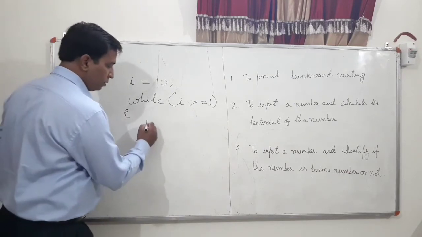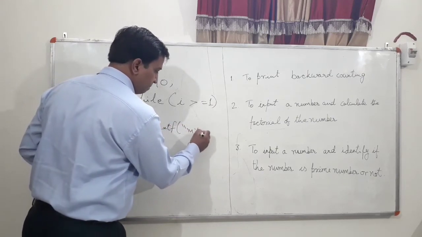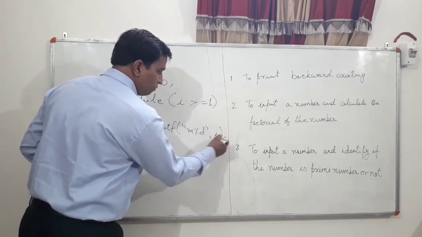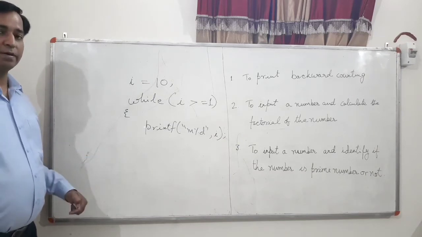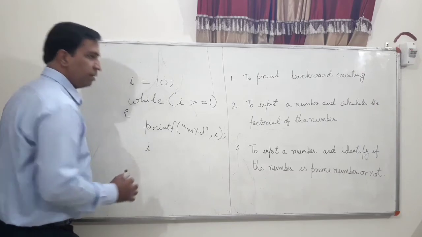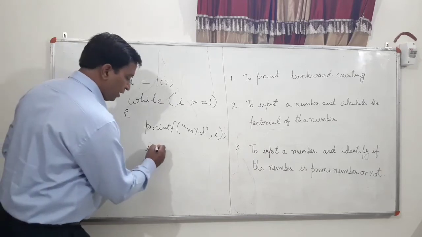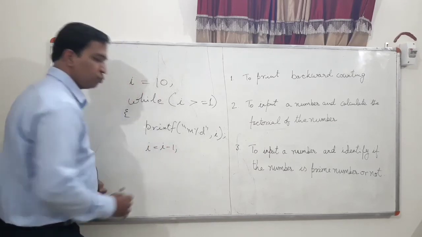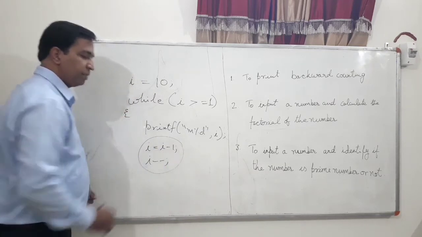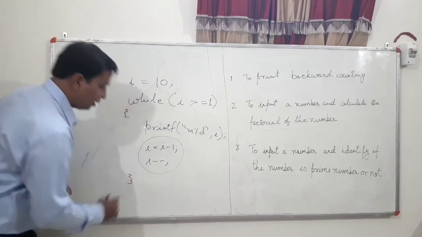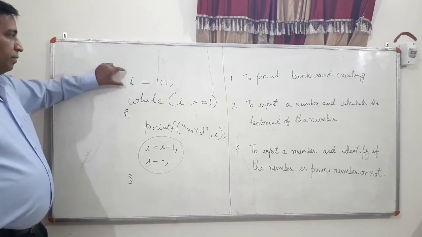Within the loop, first we will print the value of i, right? And then we'll reduce the value of i by 1. If you want to reduce the value of i by 1, there are two ways to do that. One is you can write i = i - 1, or you can write i--. Any one of these two statements can be written, right? And the loop closes.